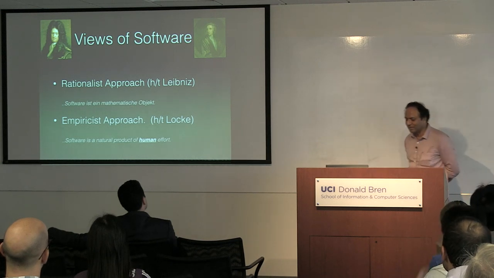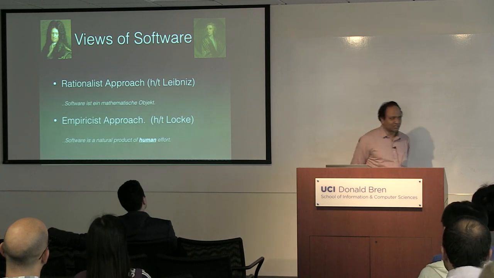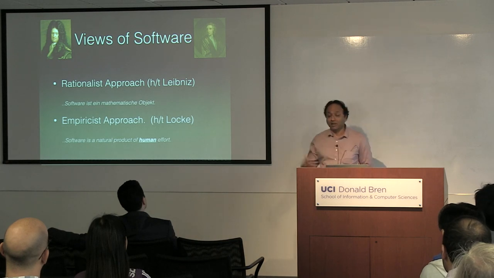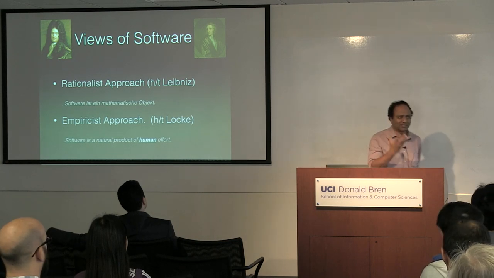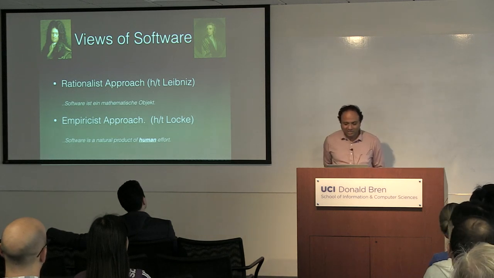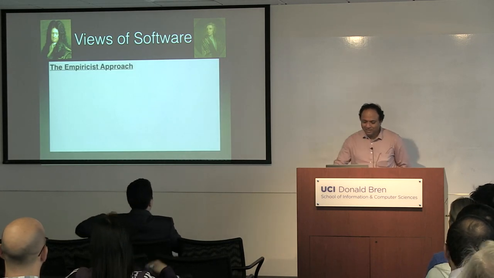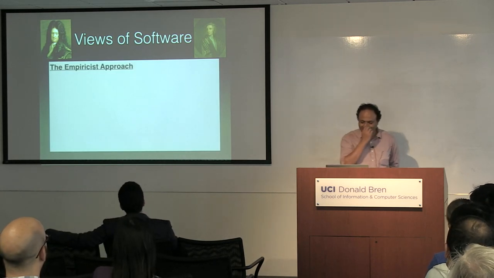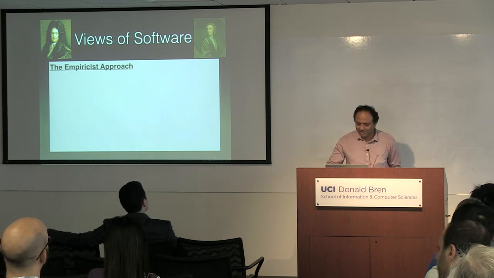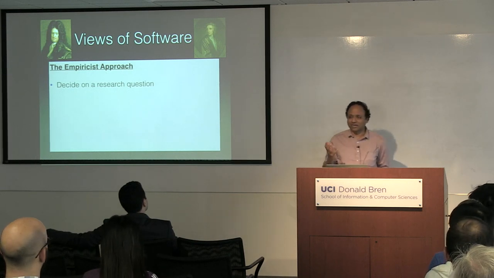The other worldview of software is that software is actually a natural product of human effort. It's something you can study the same way you can study blood or tissue. It's a natural thing that is out there and you can study it that way. So these two approaches are very much out there. We'll start with the second one, the empiricist approach. Basically, you start with some sort of research question that has some kind of consequences for software practice. And you have to abstract it in some measurable way.